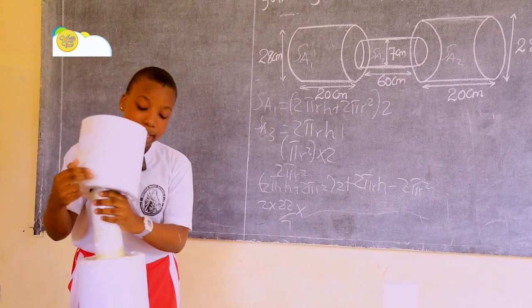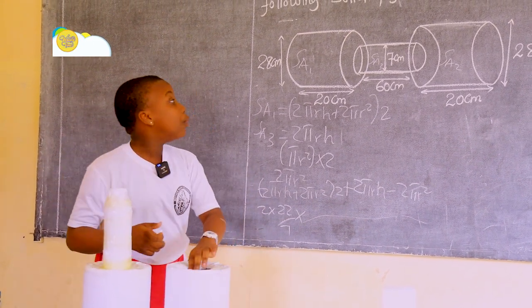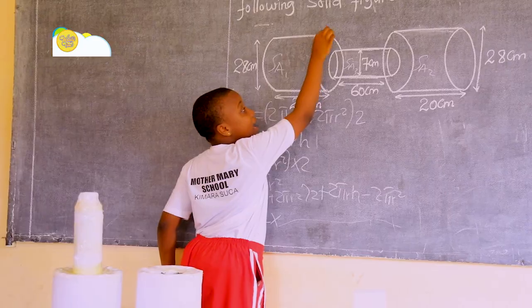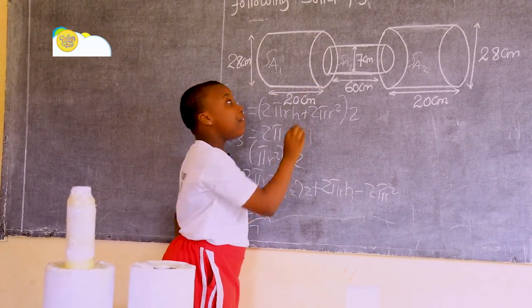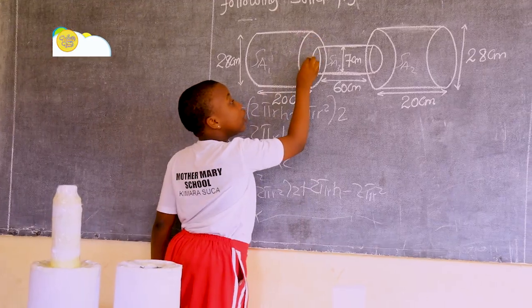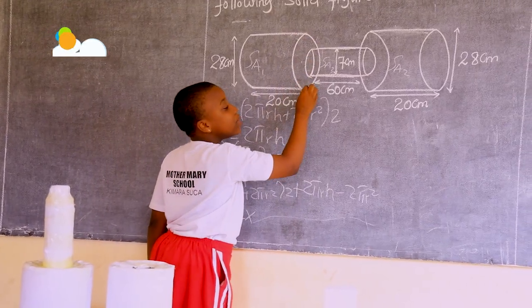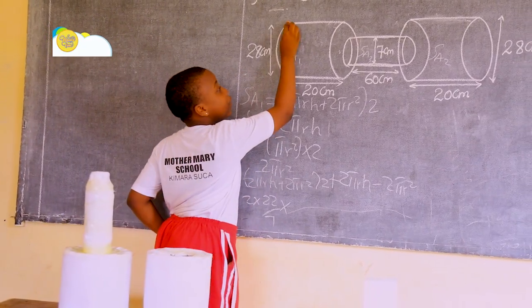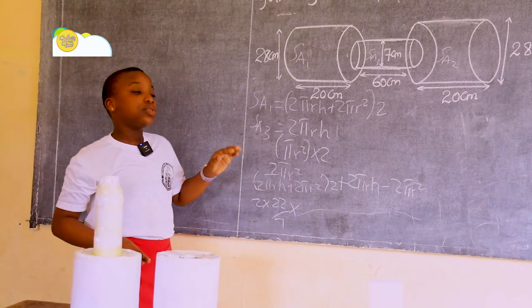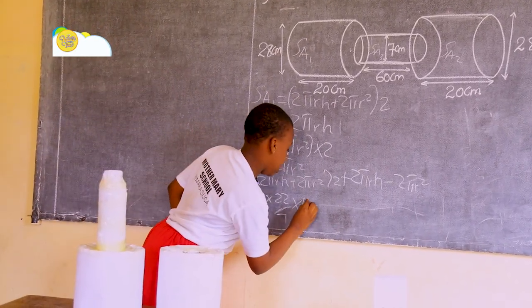Remember that in a circle, we have a diameter, which is from the circumference to the circumference. Also, we have a radius, which is from the circumference to the center, and another radius from the circumference to the center. So if we want to get the radius, we take the diameter and divide by 2. Here we have 28. This 28 is the diameter because it is from the circumference to the circumference. So we take 28 and divide by 2, which gives 14.